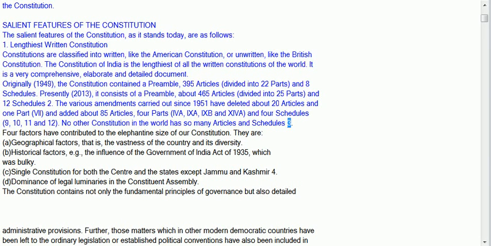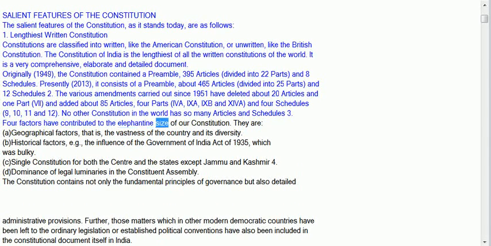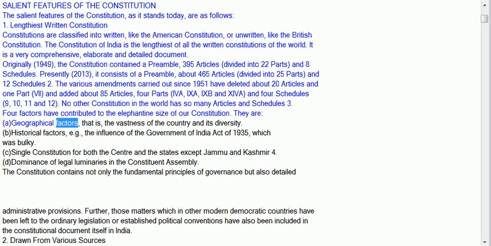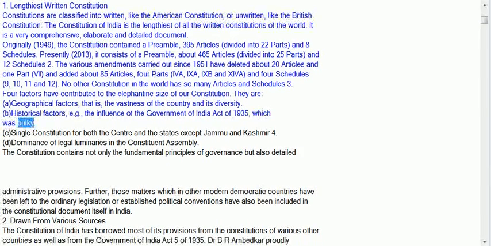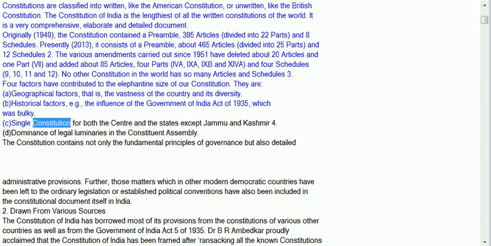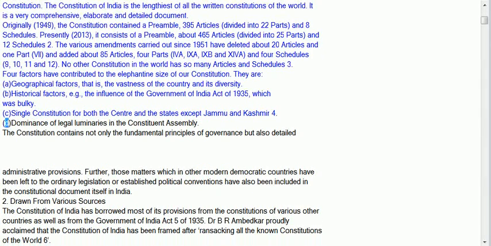Four factors have contributed to the elephantine size of our Constitution. They are: a. Geographical factors, that is, the vastness of the country and its diversity. b. Historical factors, for example, the influence of the Government of India Act of 1935, which was bulky. c. Single constitution for both the centre and the states except Jammu and Kashmir. d. Dominance of legal luminaries in the Constituent Assembly.